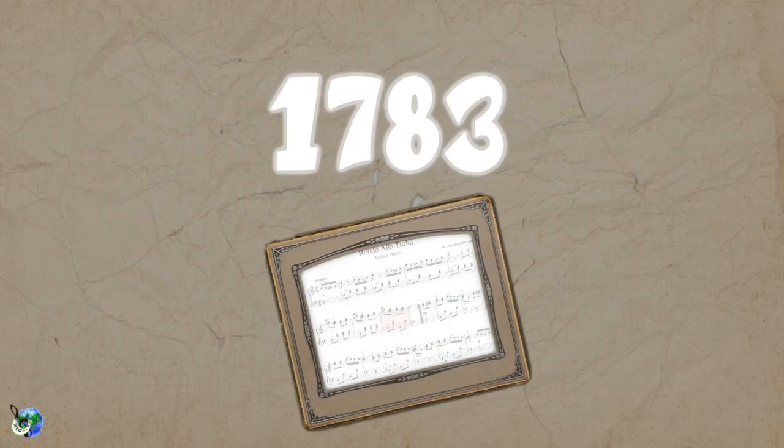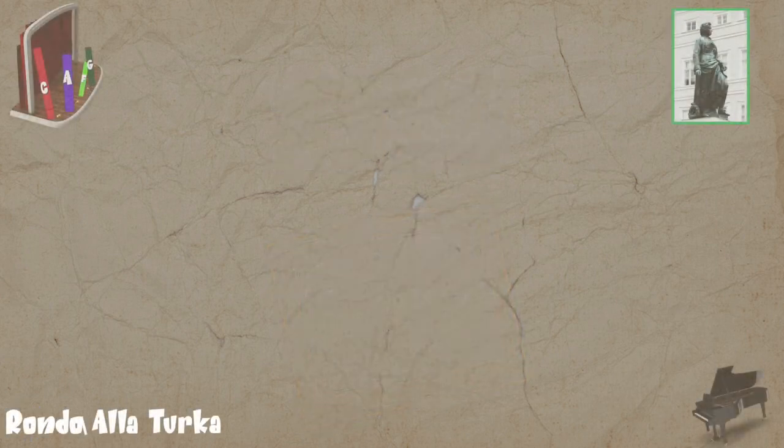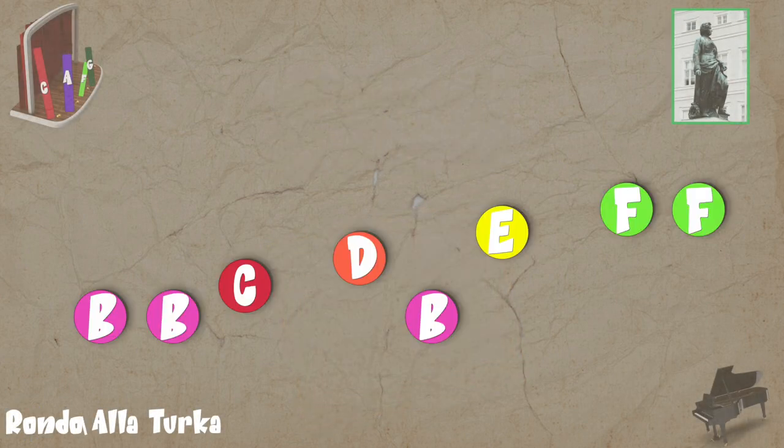For the Rondo alla Turca melody, get your brain ready to play along. Keep the steady beat. Ready, here we go.